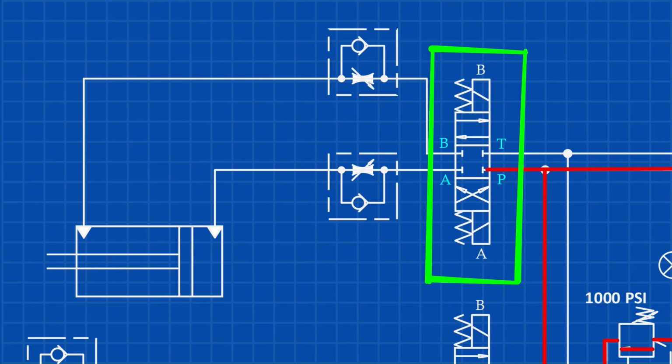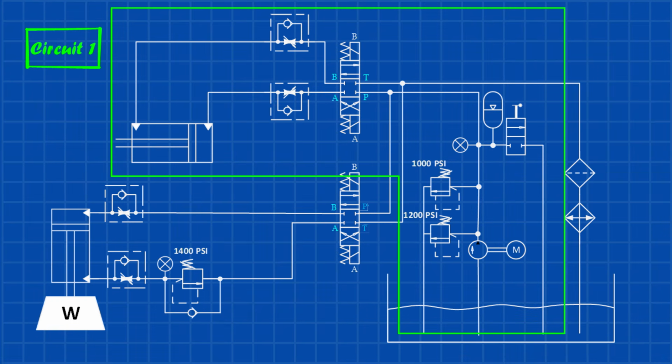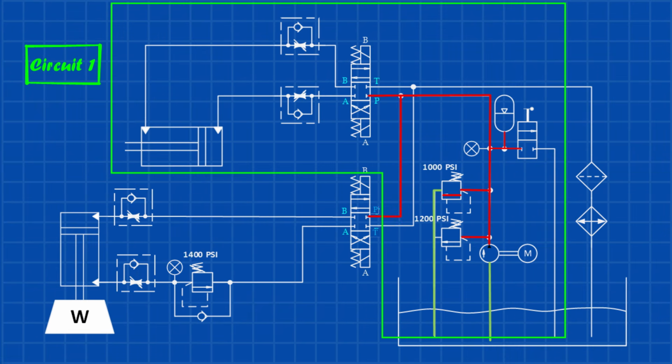And where is the return oil coming from? Now let's read circuit 1. Now let's assume the pump is running and oil is flowing, but the directional control valve is in its center position. Since the cylinder ports are blocked, the pump has nowhere else to send the oil. The relief valve therefore opens and diverts the flow back to the tank, limiting system pressure to 1000 psi.